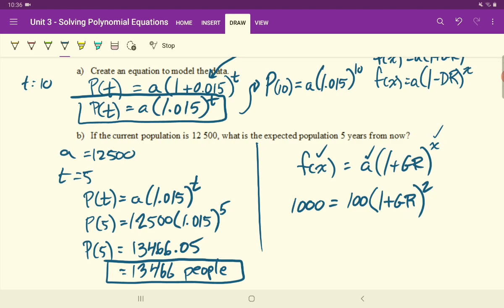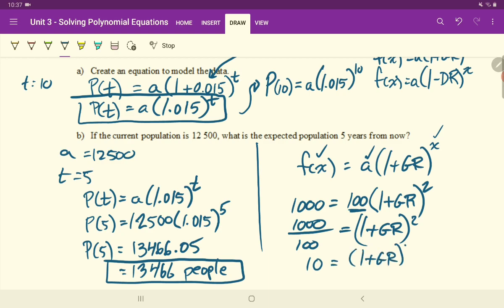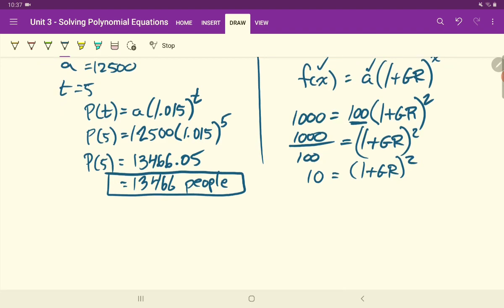Well, the first thing that I would need to do is actually remove this 100 here before I can touch anything in that bracket of 1 plus growth rate squared. It's the first thing I move over. So I do 1,000 divided by 100. Rewrite the right side. So I end up getting 10 equals 1 plus the growth rate squared. Now you do what we did in our last lesson. Because we have squared here on this side, I can't do anything with the 1 plus GR yet until I remove the squared. So I square root on the other side.